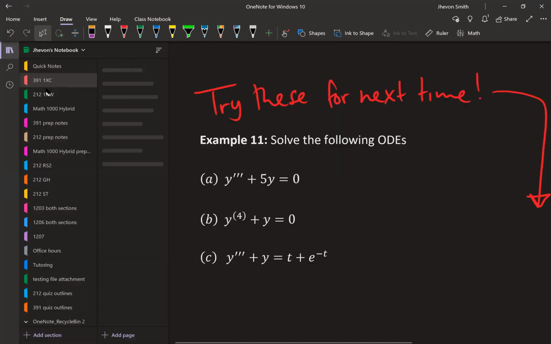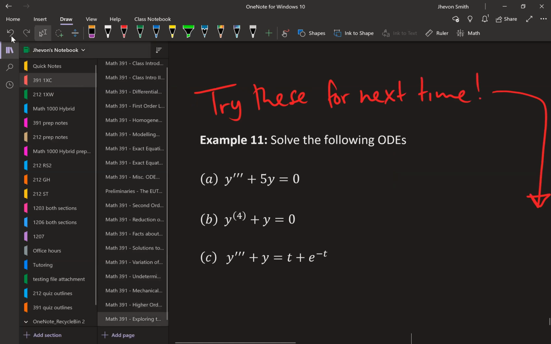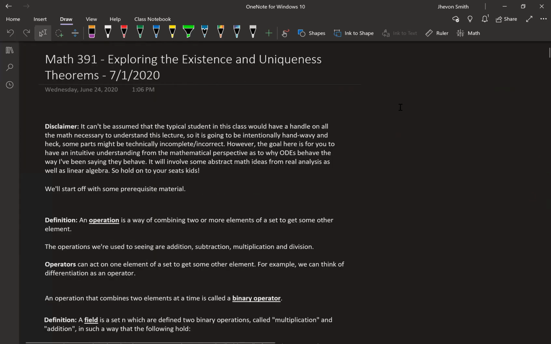What I want to talk about now is I want to explore the existence and uniqueness theorems. And we're going to talk about pretty much the linear cases. And I will talk about the nonlinear case of the first order tomorrow, as well as finish up those examples that I just asked you to finish up.